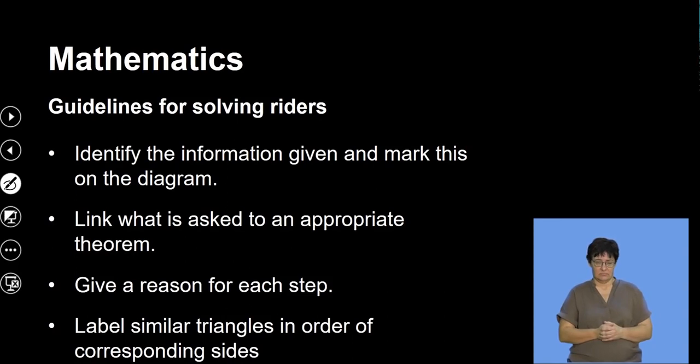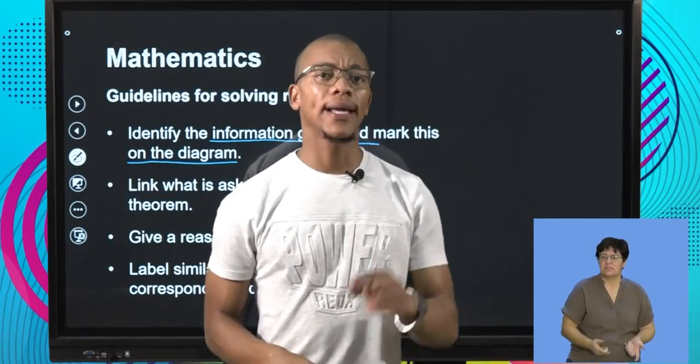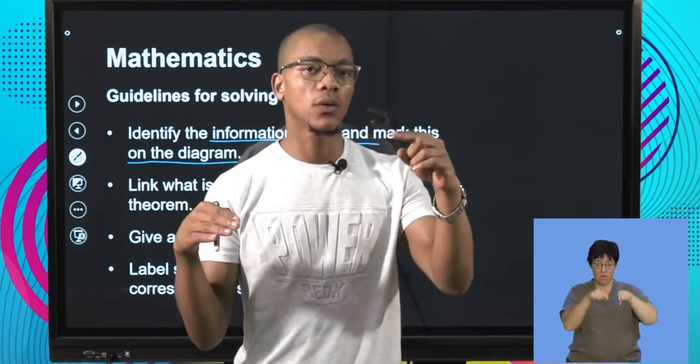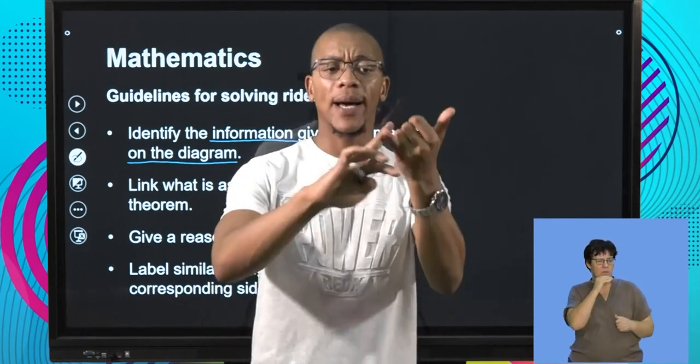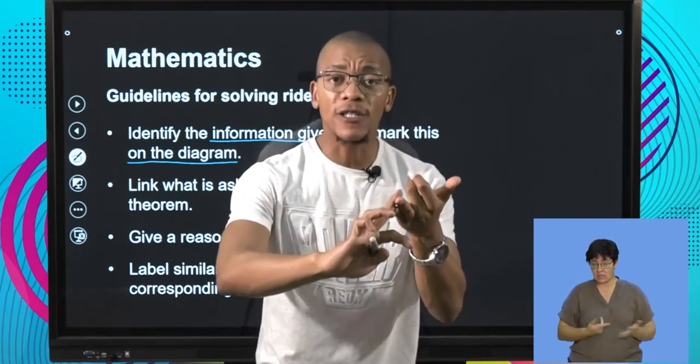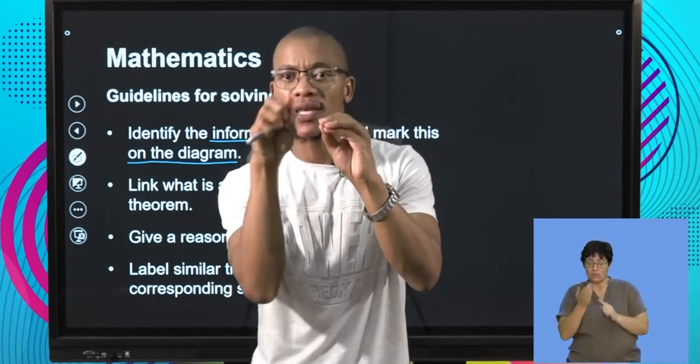Now when solving some riders, guys, because I know this is one of the problems that you guys are dealing with, let me just give you some information that I know will assist you in solving this. One, make sure that you identify the information that is given and mark it on the diagram. What do I mean here? As soon as I say to you, line 1 is parallel to line 2, immediately you need to think about the properties of parallel lines. I might have alternate angles, I might have corresponding angles, I might have co-interior angles. I must go to my diagram and show them on the diagram.